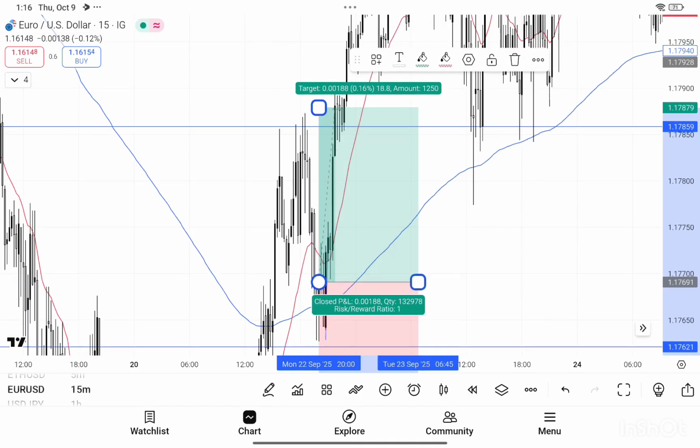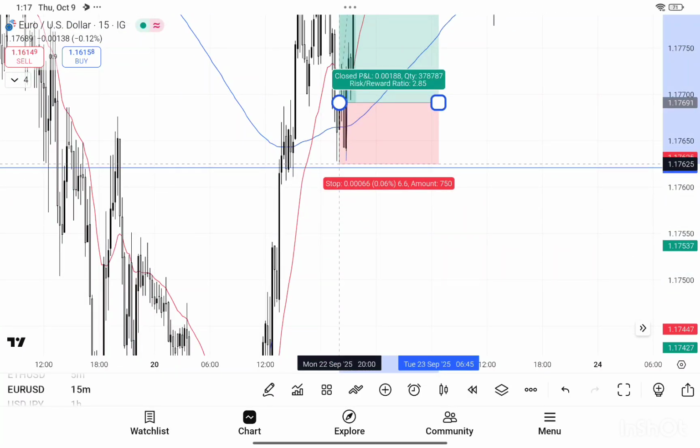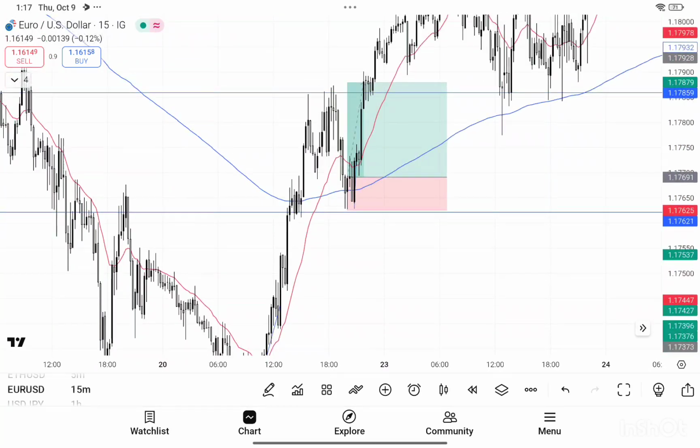Okay, where will your SL be? Your SL will be below the candle. Whatever the wick, the body, wherever the candle started and ended, this one, always below the wick.